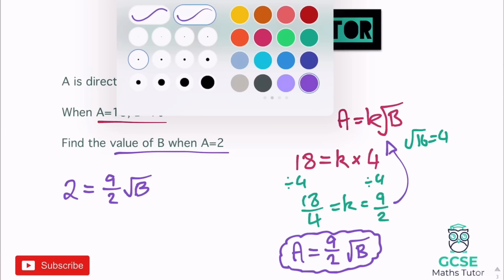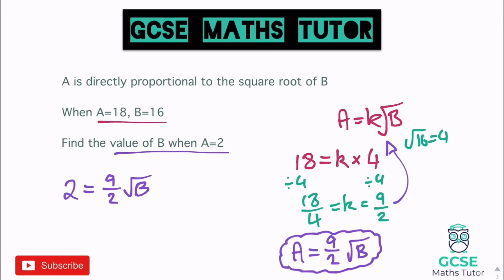There we go. Right, so we need to rearrange this. So I need to divide both sides by 9 over 2 or divide both sides by 4.5. If we've got a calculator, that's fine. If we don't know, we can just do 2 divided by 9 over 2. Remember, in fraction rules, that would be 2 over 1, and you would times it by the flipped version, 2 over 9. And that would give us 4 over 9. So 4 over 9 equals root B, and if you've got a calculator you can just type that straight in. So 4 over 9 equals root B.